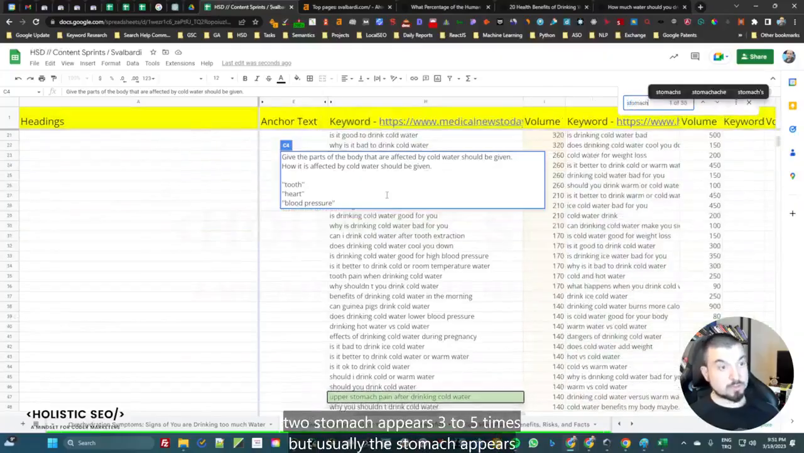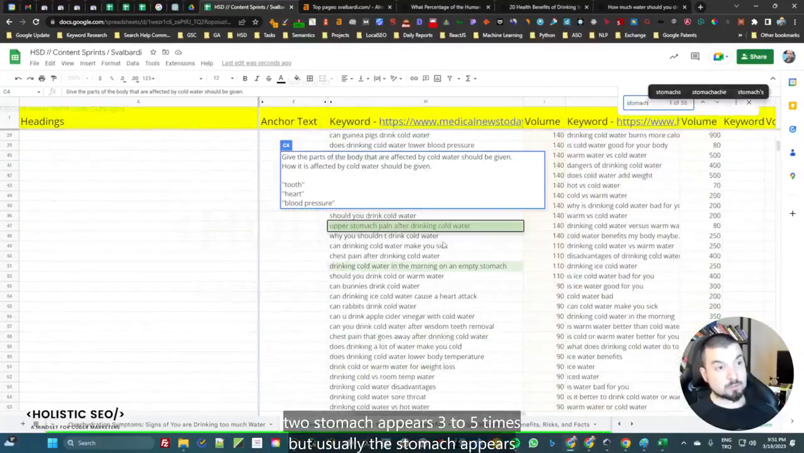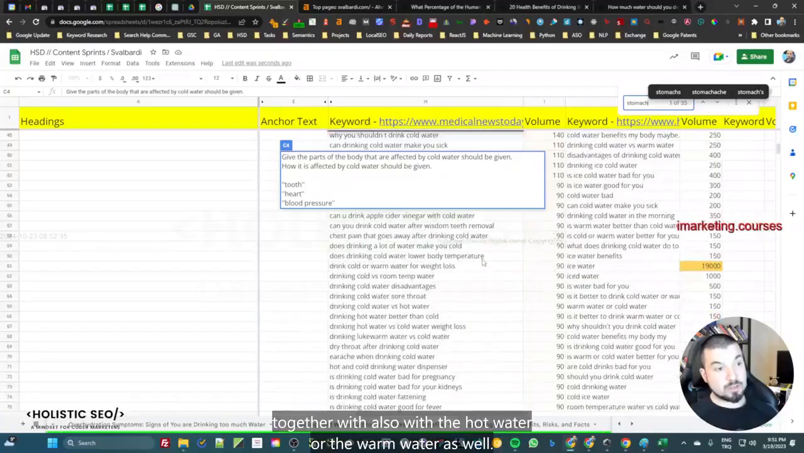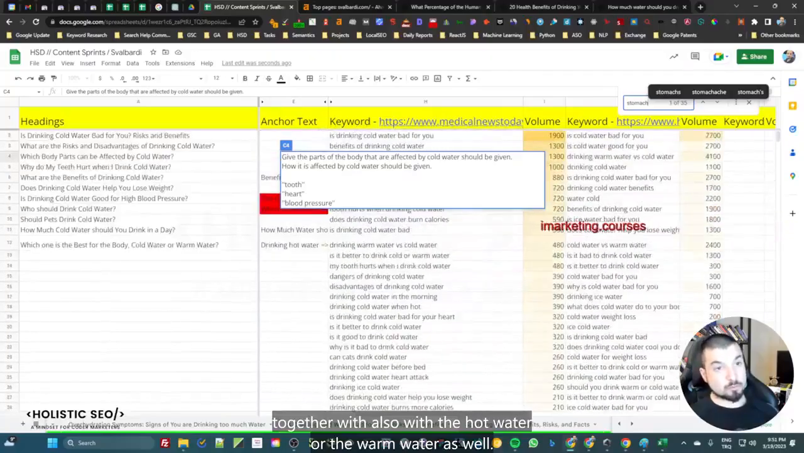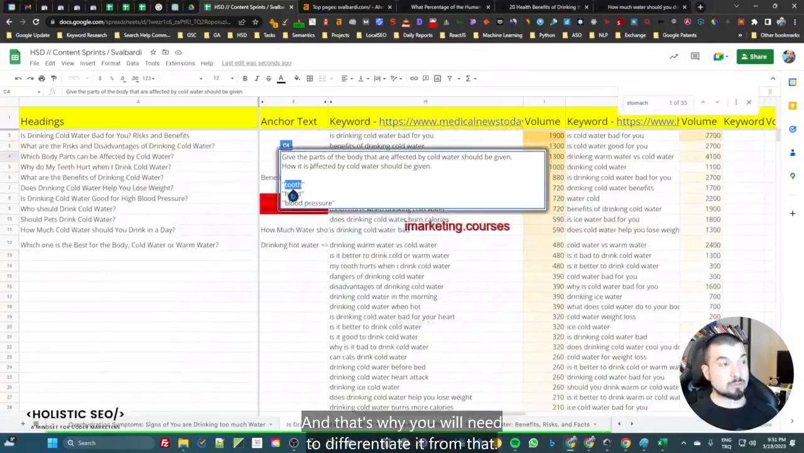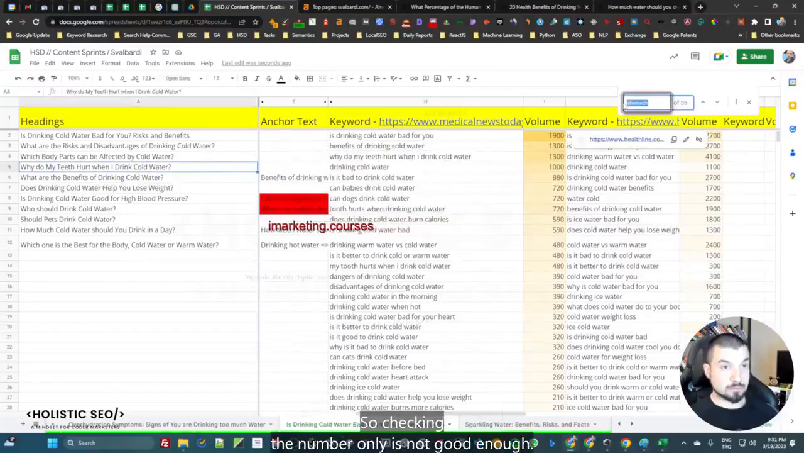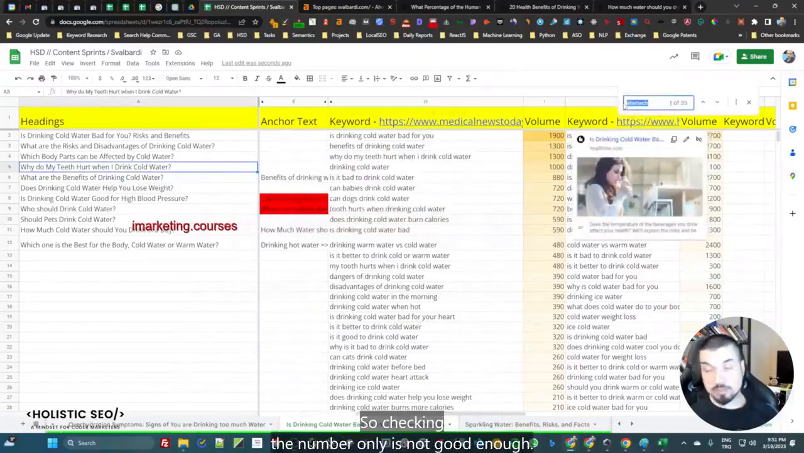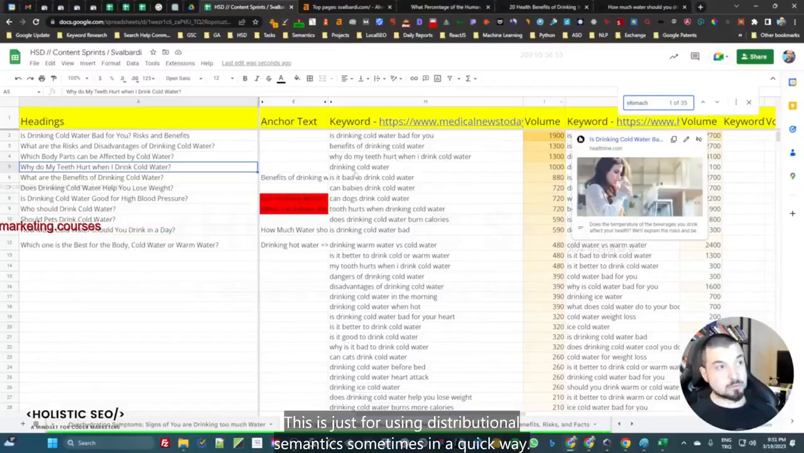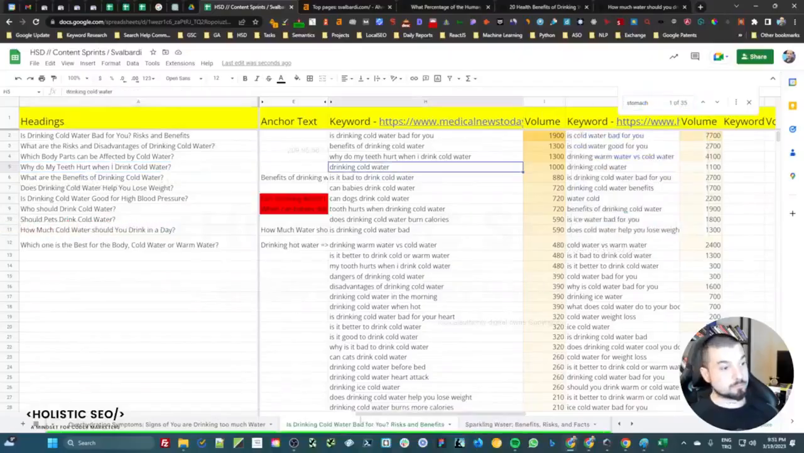And if you look at here too, stomach appears 35 times, but usually the stomach appears together with the hot water or the warm water as well. That's why you will need to differentiate it from that. So checking the number only is not good enough. This is just for using distributional semantics sometimes in a quick way.